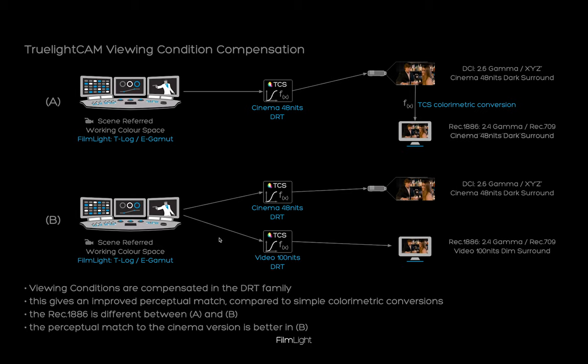Case B is rendering both the cinema and the television SDR master from the main timeline. Then each render uses a different DRT: the DCDM, the cinema 48 nits curve, and the Rec 1886, the video 100 nits one. The different curves compensate the different viewing conditions, here dark surround and dim surround. The result is a color difference between both Rec 1886 versions.